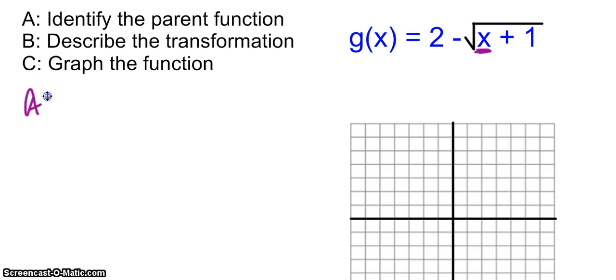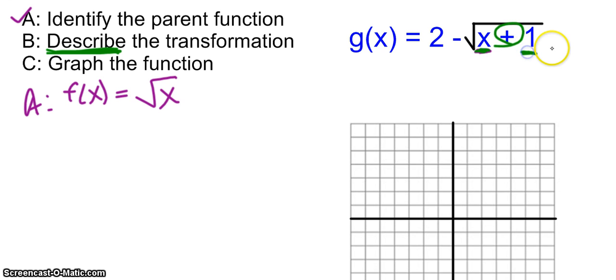So, part A. Our parent function is f of x is the square root of x. So we got part A down. Now I want to know what's happening to f of x. What am I doing to it? Well, starting on the inside and working your way out, the first thing you're going to do to x is add 1, and that's all happening before you take a square root.